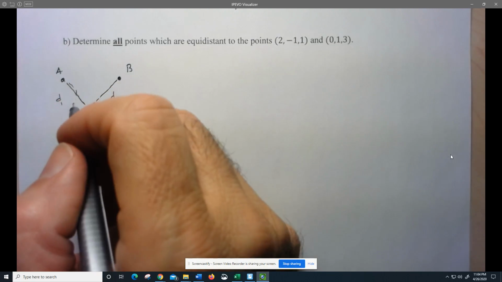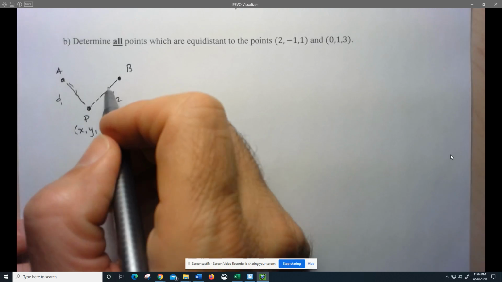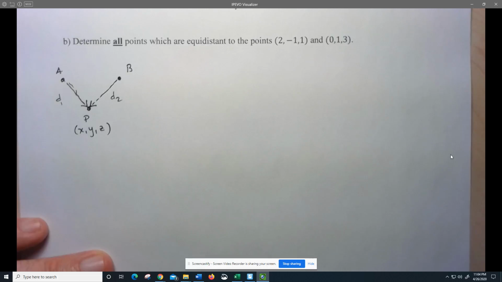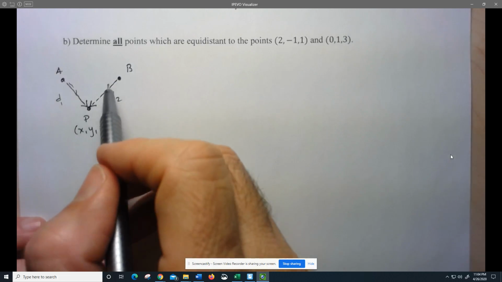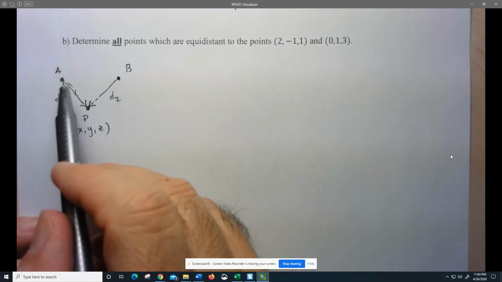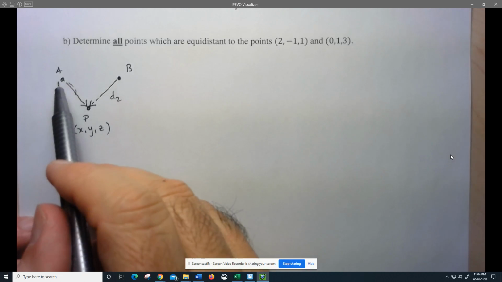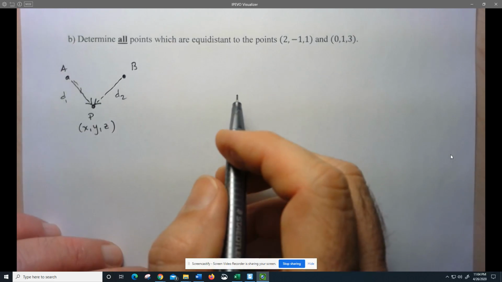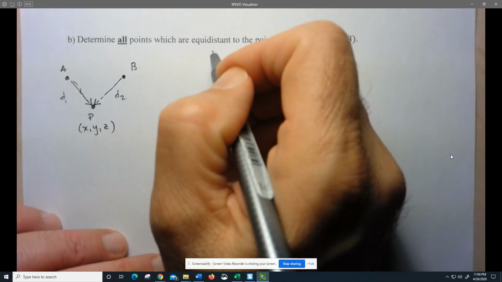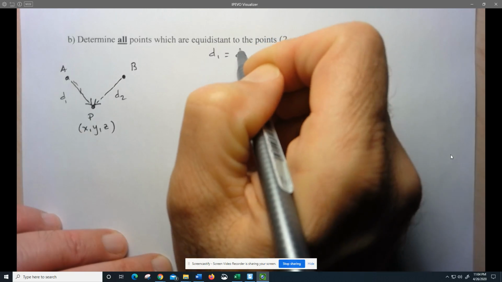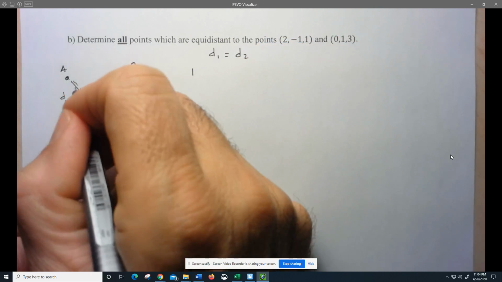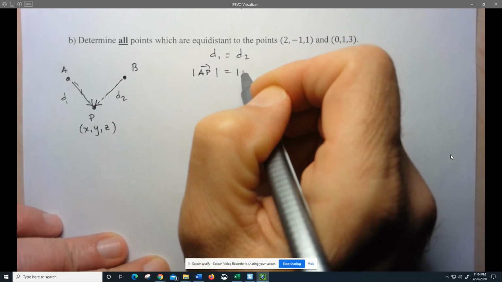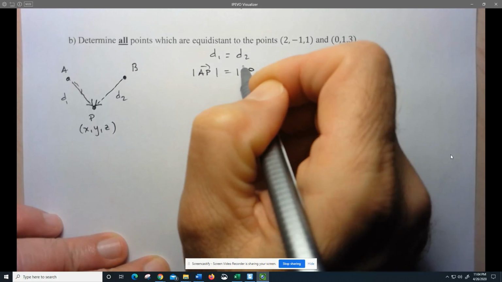Okay? But like I did before, if I'm trying to calculate these distances, I'm just going to calculate them as the magnitudes of the vector A to P and B to P. Okay, and again, notice I go A to P. When I do second minus first, my variables will always be the ones that come out first in those subtractions. All right, so I still want D1 equal to D2. D1 is going to be given by the magnitude of the vector AP, and D2 is going to be the magnitude of the vector BP.